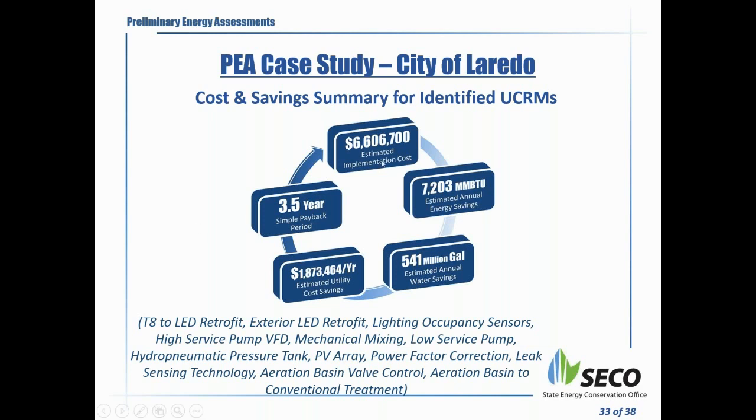Close to $6.6 million of projects were identified with a payback of 3.5 years. Primarily, I want to let you all know that this was mostly a water utility district. So there were a lot of measures for water and wastewater treatment plants, and some of the measures are identified over there. We looked at the buildings and their water and wastewater treatment plants and had some recommendations. The biggest portion of the savings was from leak sensing technology applications and improvement in the distribution loops.